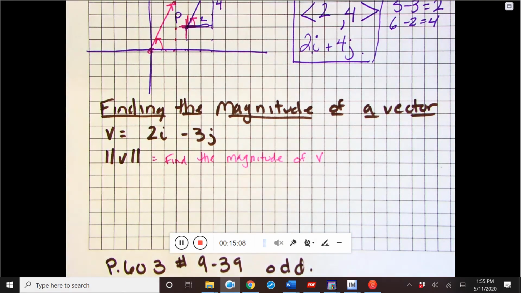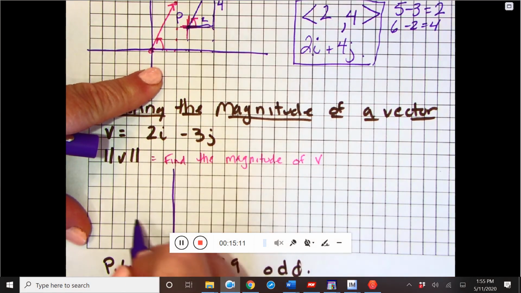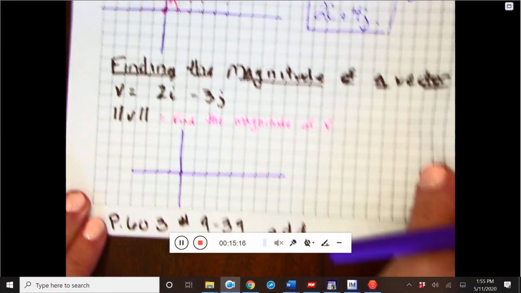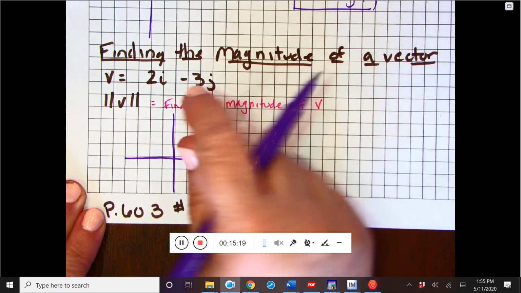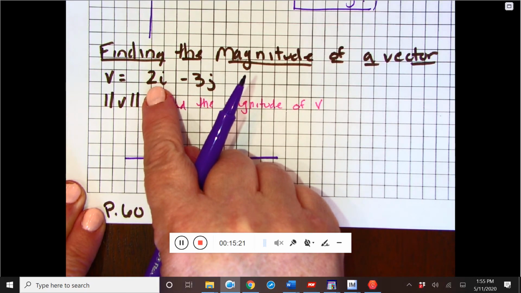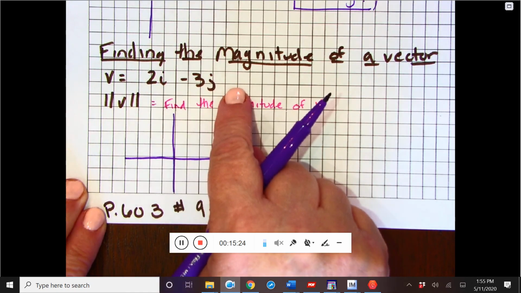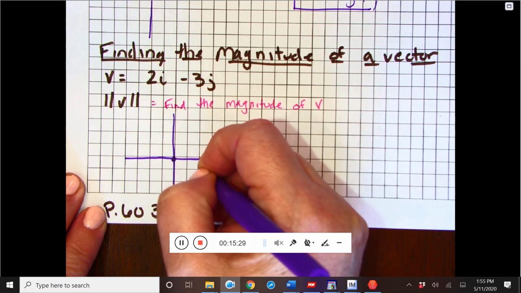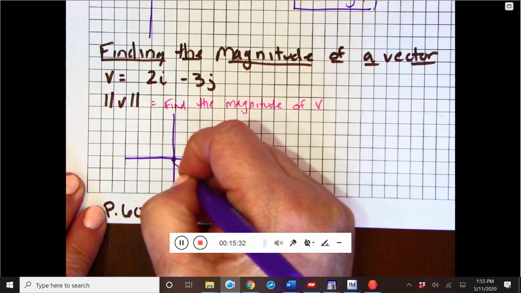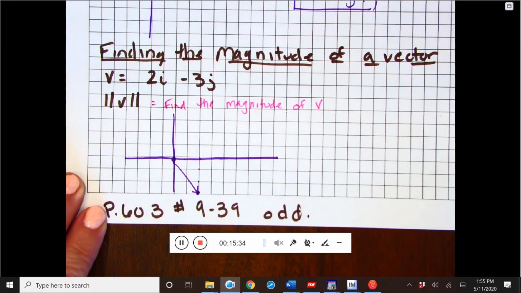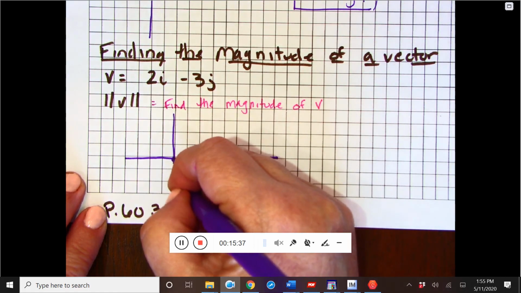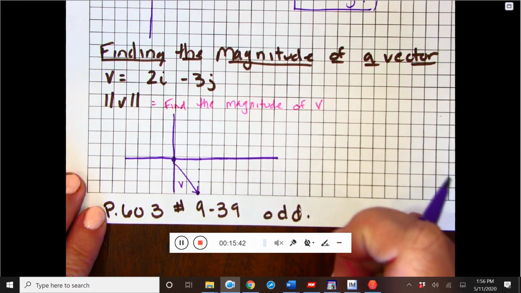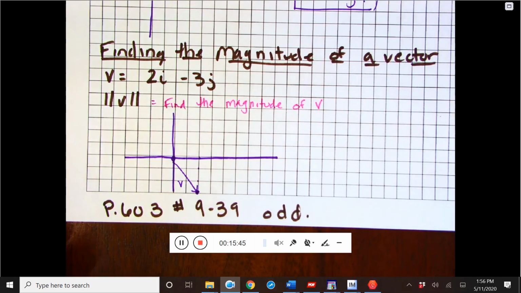You're going to see it's just Pythagorean theorem. Okay, so what does this vector 2i minus 3j mean? It means I move a positive 2 in the horizontal direction and negative 3 in the vertical direction. So if I start at the origin, I'd go 2 units this way, 1, 2, 3 units this way. There's the vector v. Positive 2 on the horizontal, negative 3 on the vertical. Okay, I want to know the length of that.